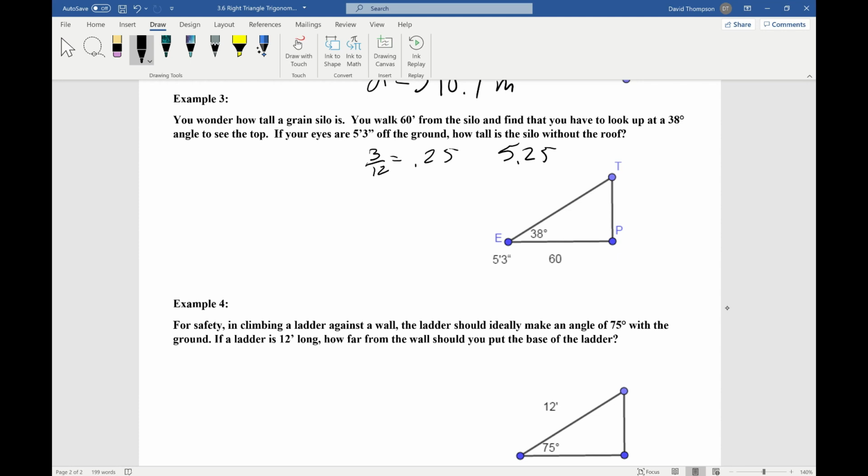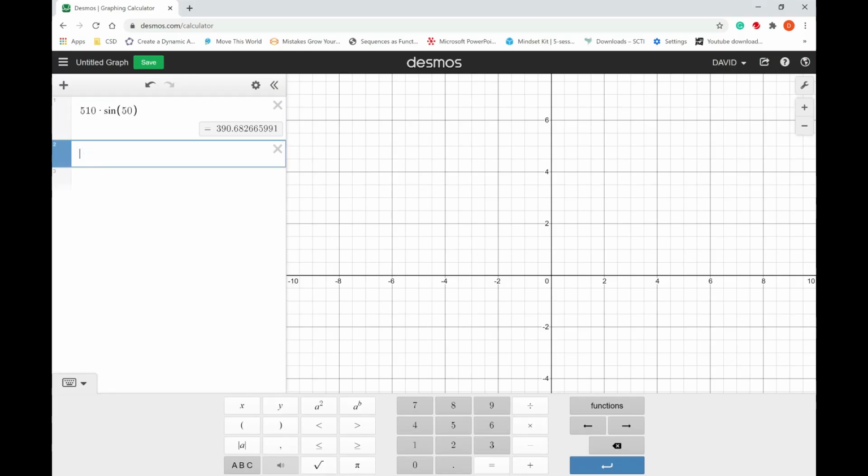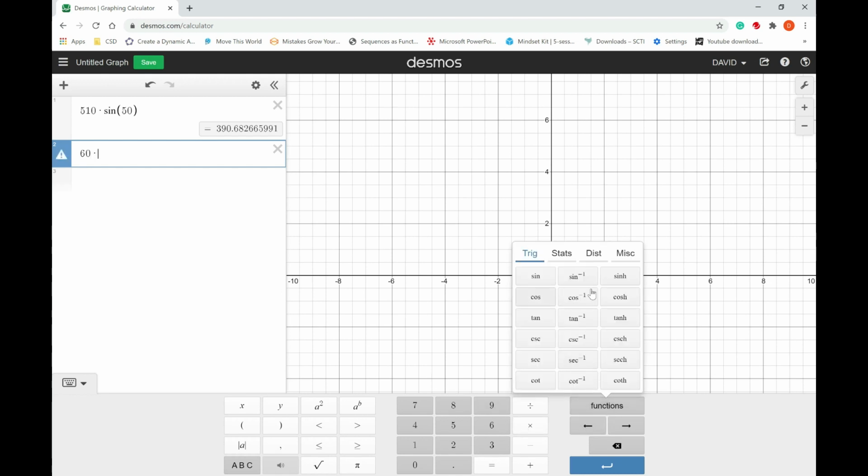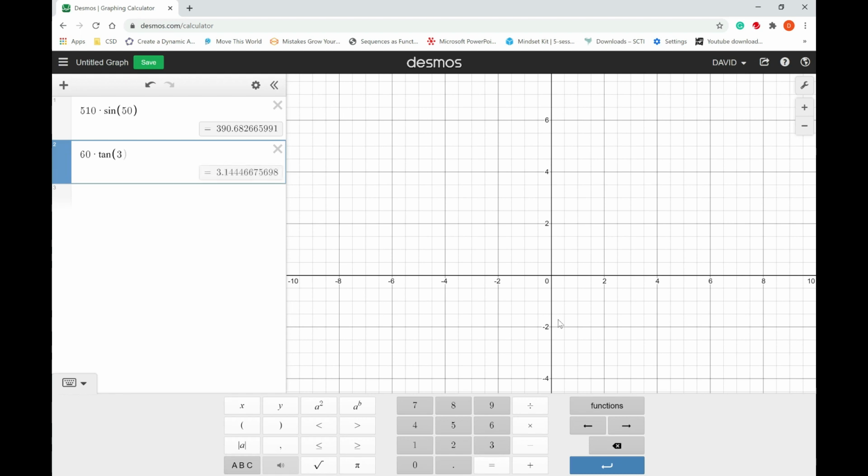Just like the last one, this time it's going to be a tangent. So tangent of 38 equals, we'll call this x, over 60. To get x, we're going to do 60 times tangent of 38, and when we get that final answer, we'll add 5.25. So it's going to be 60 times tan 38, which is 46.9.